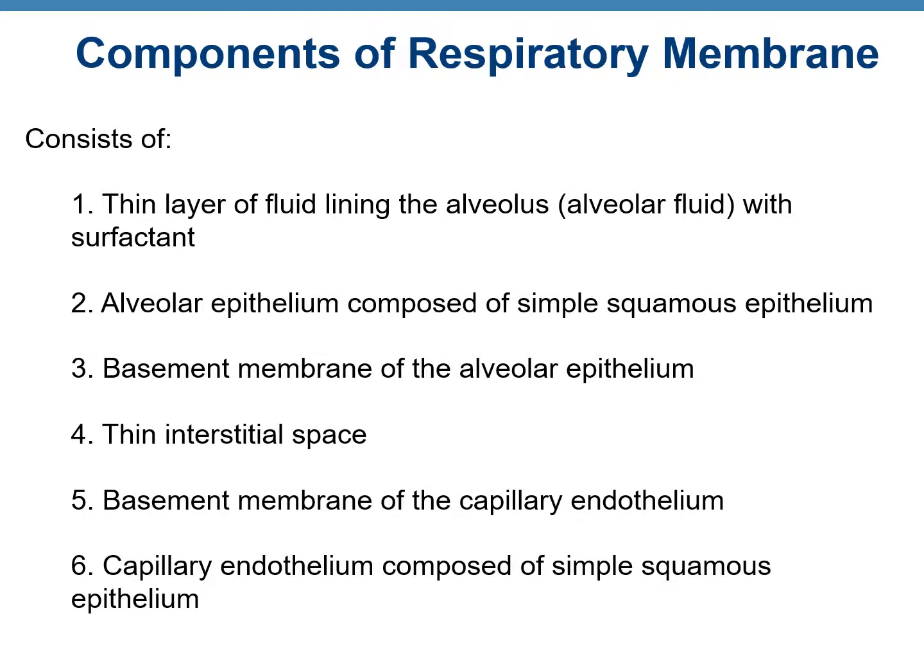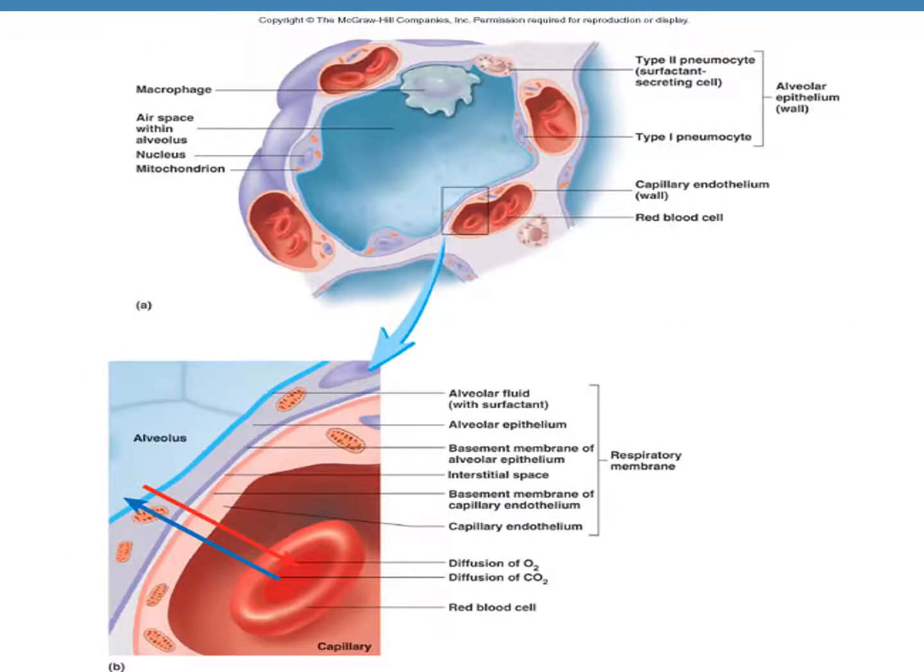After this, the second component would be the epithelial tissue, that is the simple squamous epithelium, which is making up the walls of the alveoli. The third component is the basement membrane of the alveolar epithelium. So the epithelium is resting on this basement membrane. The fourth component is the space between this alveoli and then the surrounding capillary blood vessels. The fifth component is the basement membrane of the epithelial tissue of the capillary wall, which we call the capillary endothelium. And the sixth component is the actual capillary endothelium, which is again made up of simple squamous epithelial tissue. This diagram illustrates the 6 components of the respiratory membrane.